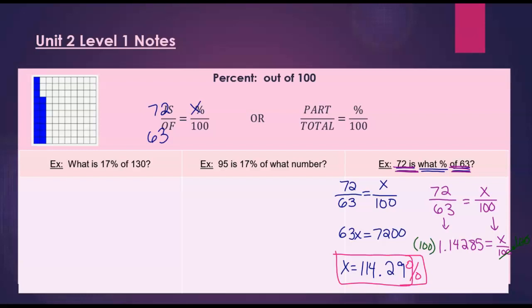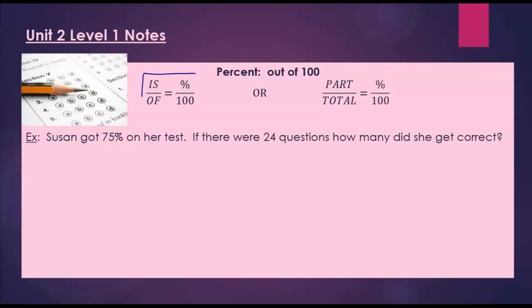So 1.14285 times 100 is equal to 114.2, I'd say 0.29, and that's percent again. So the shortcut is you can just divide the part by the total and then times by 100 in the end. Let's apply these proportions to the real world.